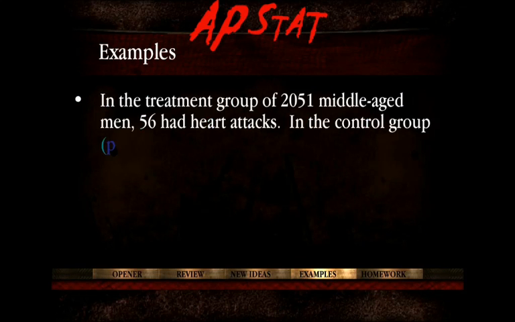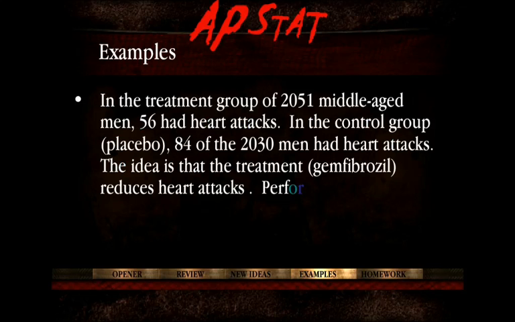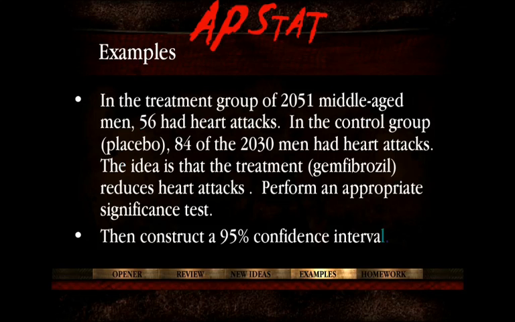So here's an example. In a treatment group, you have 2,051 middle-aged men and 56 had heart attacks. In the control group, we had a placebo, and 84 of the 2,030 men in that group had heart attacks. The idea is that the treatment reduces the heart attacks. We want to perform an appropriate test for this example.